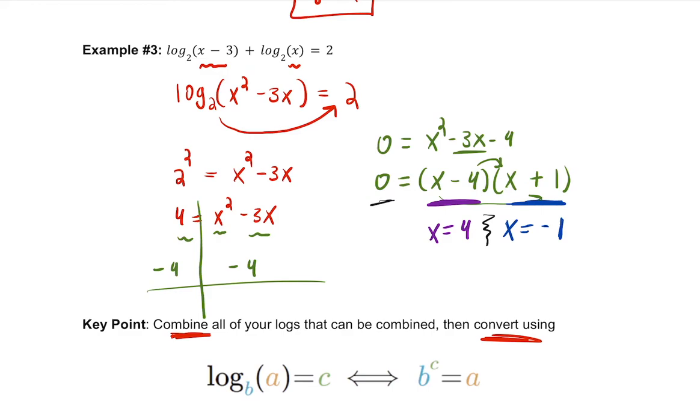The only thing left to do is check for extraneous solutions. And so you can do that one of two ways. You can either go all the way and checking your work.